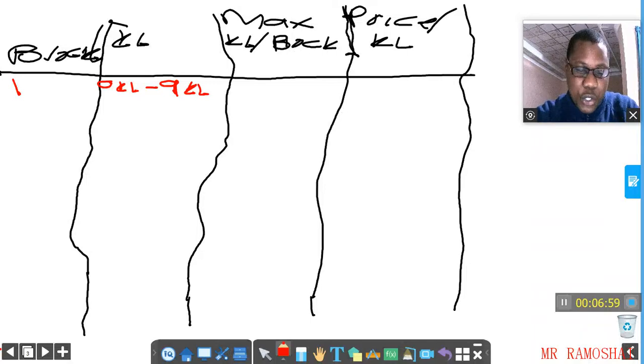Right? So you're going to say 1, 2, 3, 4, 5, 6, 7, 8, 9. Here guys, you can use your fingers. Are we clear guys? You can use your fingers. Right? So we get that this block has a maximum of 9 kiloliters.